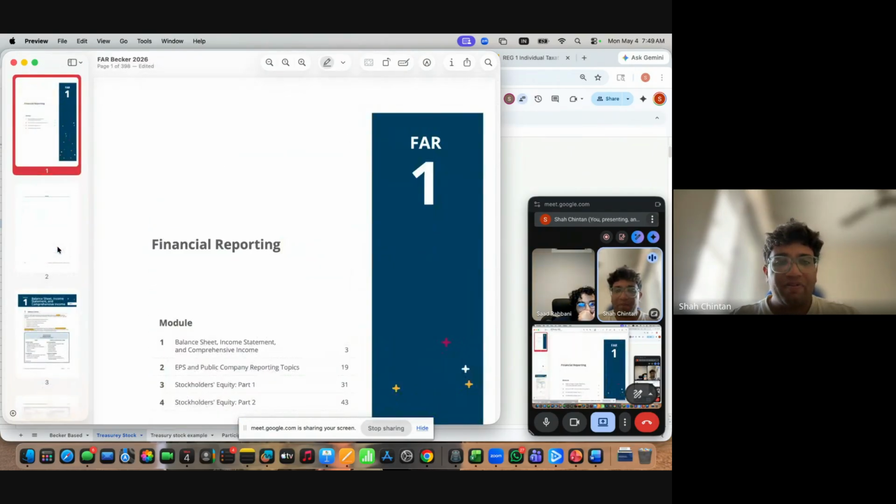Let's quickly review what we did in FAR 1. We saw formatting of balance sheet, income statement, OCI. We saw SEC reporting plus EPS. Today we saw a little bit of stockholders' equity, cost method. Tomorrow we will see the par value method, cancellation, and then some basic concepts of how accounting happens, especially for small dividends and large dividends. And then by this, FAR 1 will be over. Next Saturday, Sunday, you will be expected to have a full FAR 1 exam.